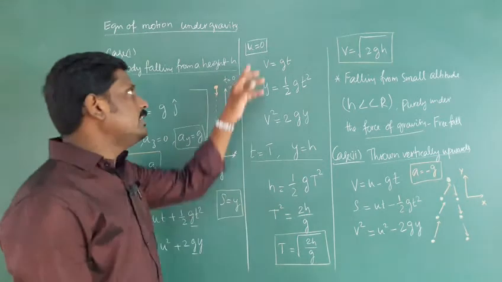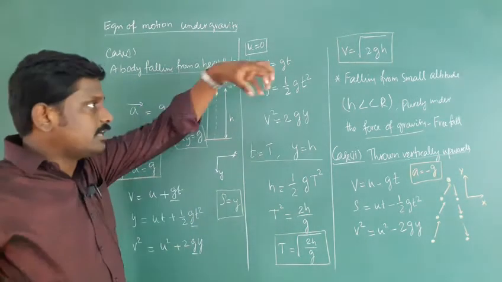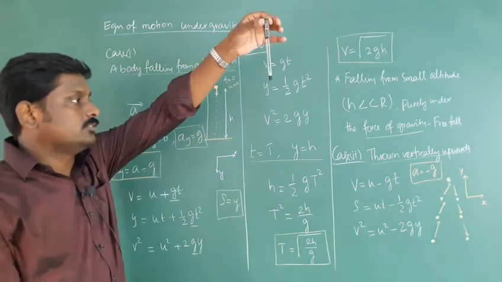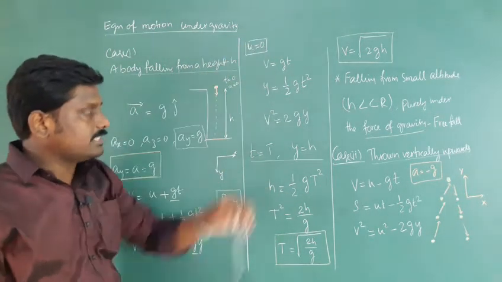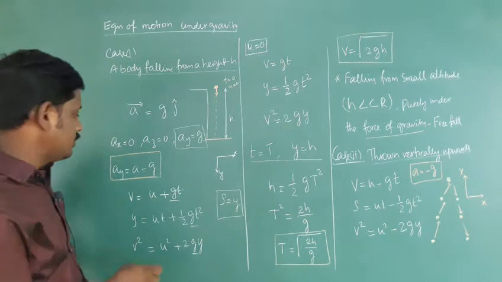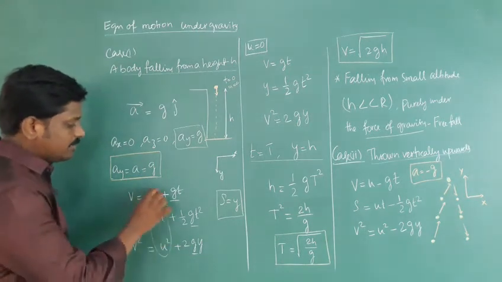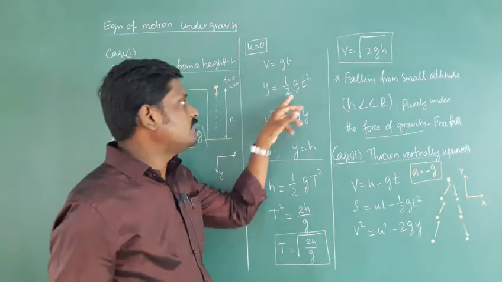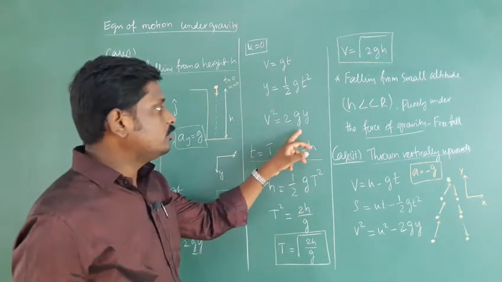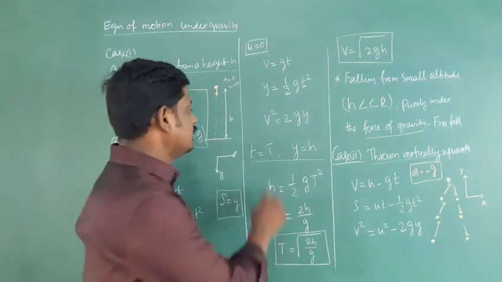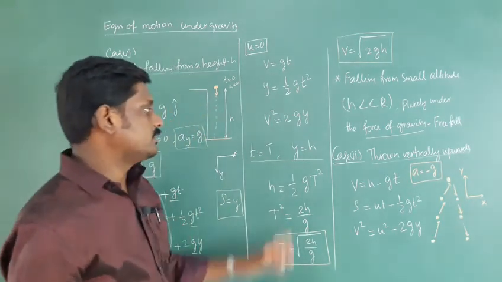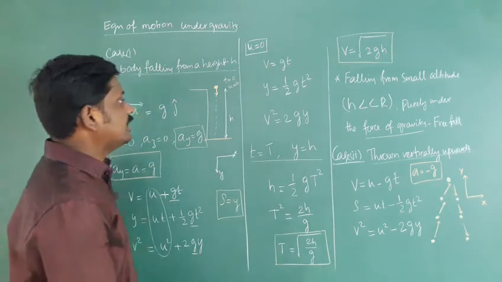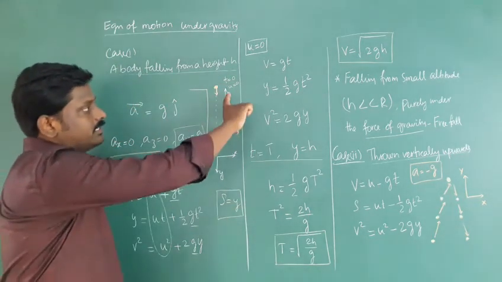Now the initial velocity of the object. Initially the object is at rest, I am dropping it, so u is equal to 0. Substitute here, so all the terms with u are 0. So v is equal to gt, then y is equal to half gt square, and v square equal to 2gy. Then t is equal to capital T, the time period, and y is equal to h, which represents the height in the y direction.